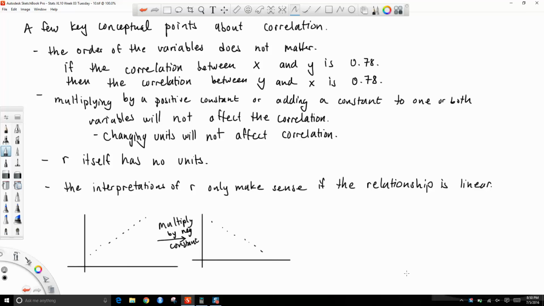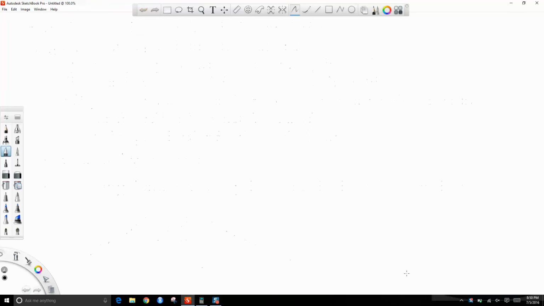Okay, so we'll continue on in chapter 4. And so we've covered correlation, which is a numeric summary, just a value R to summarize or quantify the direction and strength of a relationship. And now we'll cover linear regression.